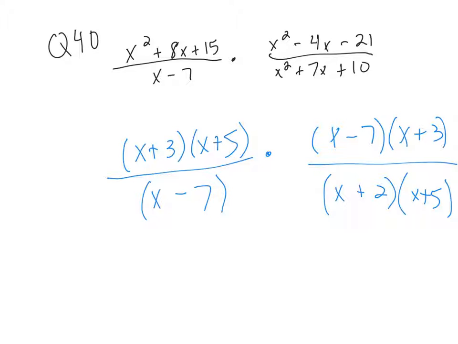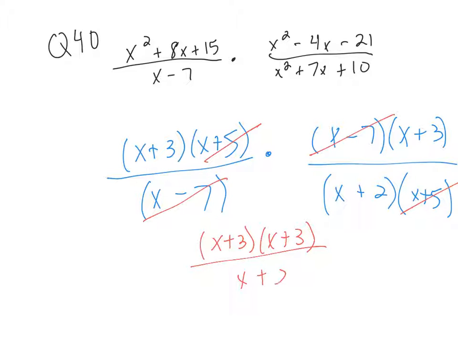Now, in order to multiply, we're able to cross cancel. So if I see something diagonally that's the same from the top and bottom, those will cancel out, and these will cancel out. So I'm able to mark off this x plus 5 cancels out with this x plus 5. This x minus 7 crosses off with this x minus 7. And I'm left with x plus 3 times x plus 3 all over x plus 2. And that would be your answer.